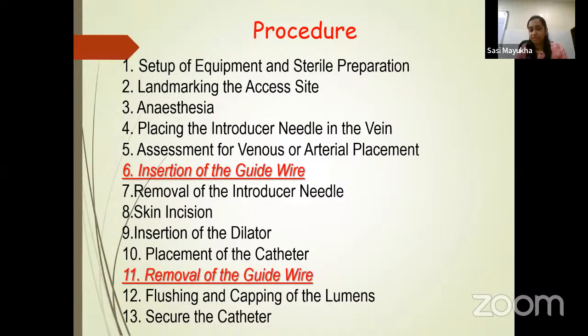After we identify the vein, the introducer needle will be placed in the vein, and then you have to check whether it's venous or arterial blood. After that, you have to insert the guide wire, remove the needle, make a skin incision, then dilate the access, and then place the catheter.